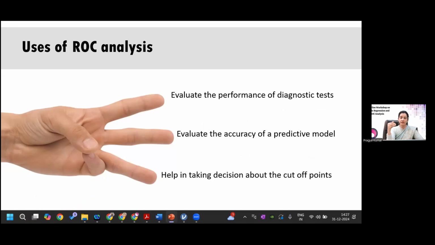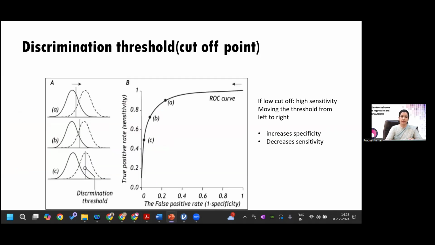Again, it evaluates the performance of diagnostic tests, let's say like the HemoCue method. If that is a test, I will have to see whether that particular method for testing hemoglobin, what is the performance of that particular method. Again, this ROC helps in taking a decision for our cutoff point, which is the cutoff point which we should propose, so that it should discriminate between a true positive and a true negative.